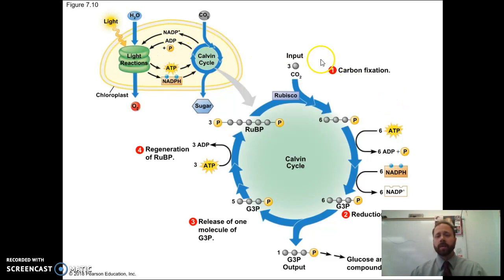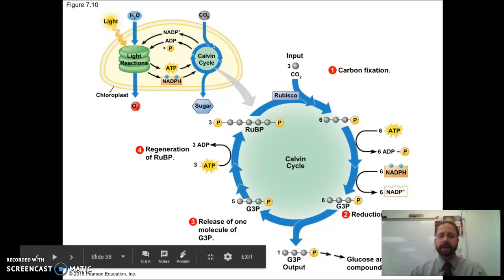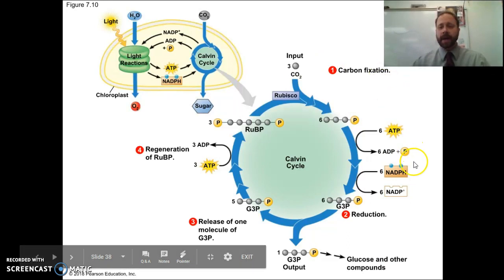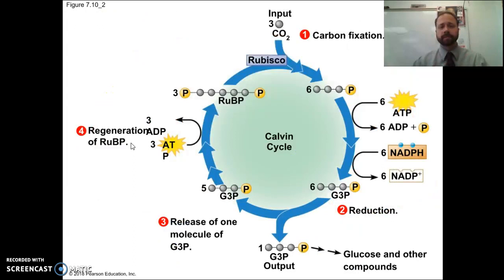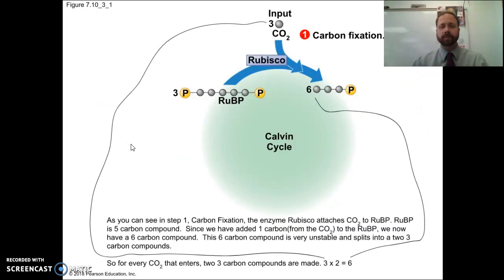All right, so we have four main steps here. We have the carbon fixation step, the reduction, the release of one molecule of G3P, and the regeneration of RuBP. Let's take a look at the big blown up picture of our process here. Let's take a look at the first step, carbon fixation. I have some lines drawn here; we'll take a look at those lines in a moment.